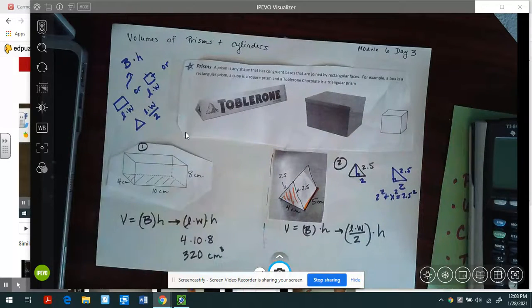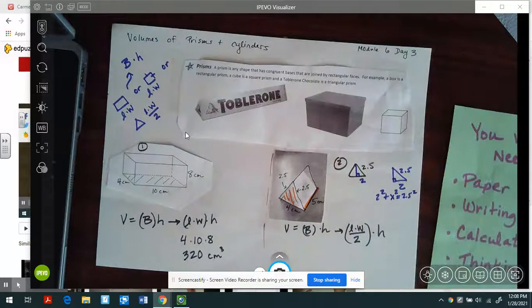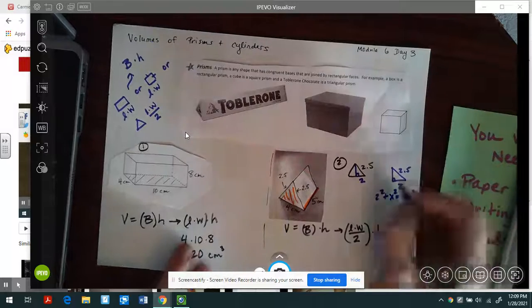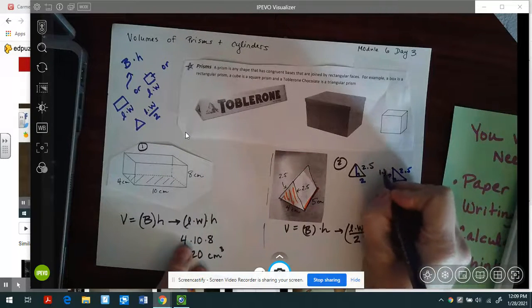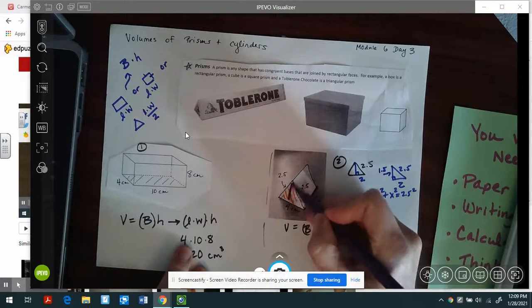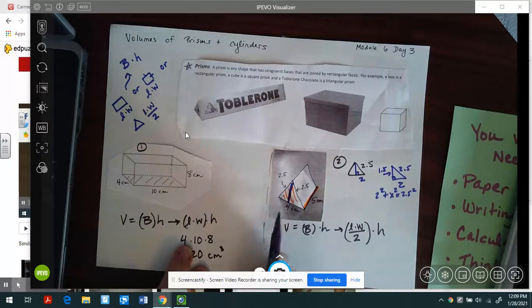I'm not going to show all the steps because by now we have used the Pythagorean theorem quite a bit. 2.5 squared minus 2 squared. So that's 2.25, the square root of. And I get 1.5. So this is 1.5, which means this is 1.5. And the base is 4.